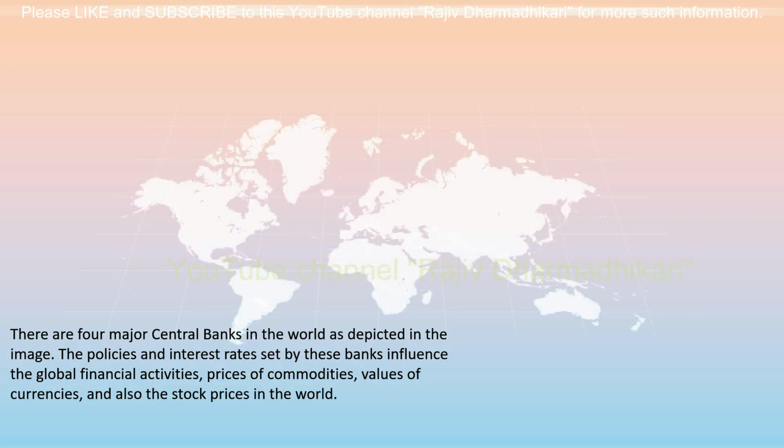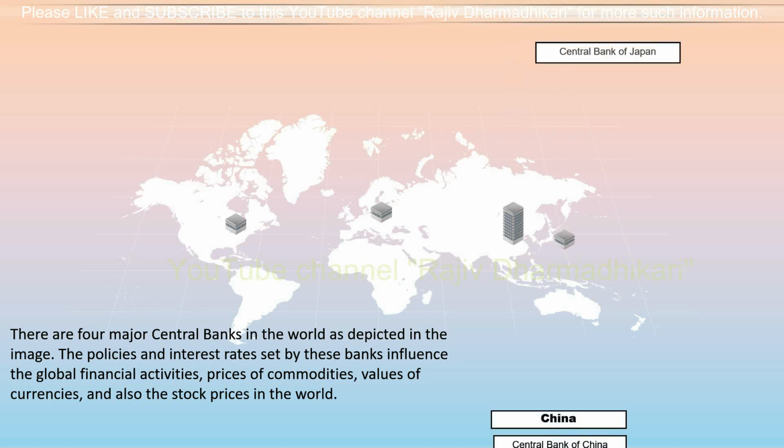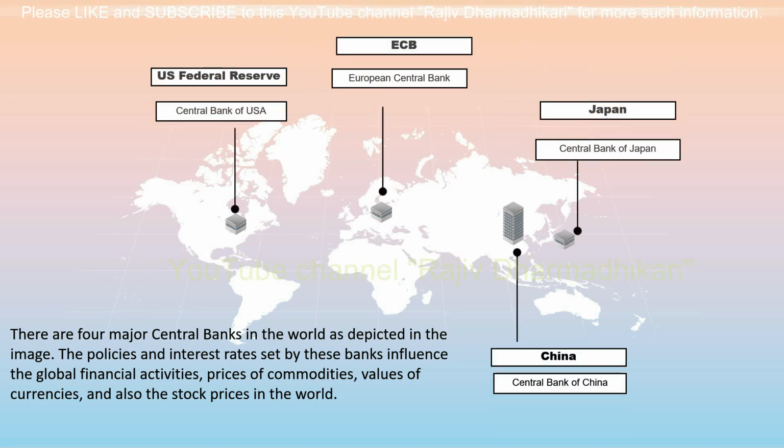There are 4 major central banks in the world as depicted in the image. The policies and interest rates set by these banks influence global financial activities, prices of commodities, values of currencies, and also the stock prices in the world.